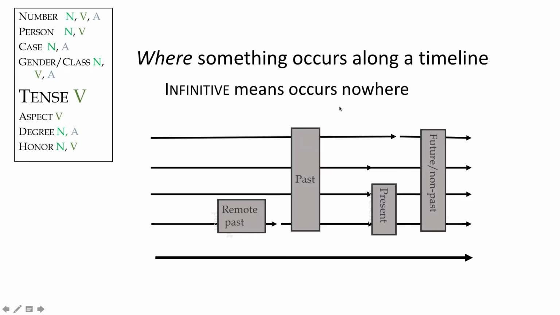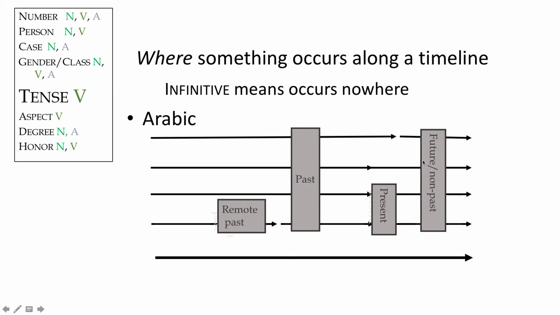So tense would be where something occurs along a timeline. So if you think of time as being like a river which flows from the distant past through the present and onward toward the future, tense would be where along this river, where along this timeline does this thing occur. And languages could carve this up in very different ways.